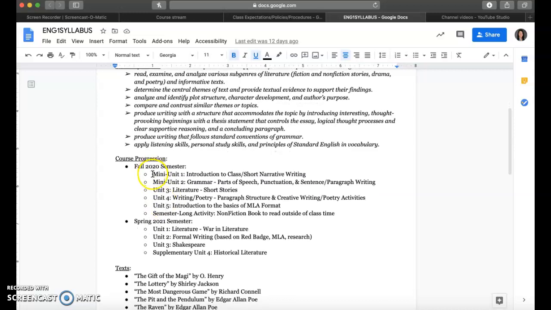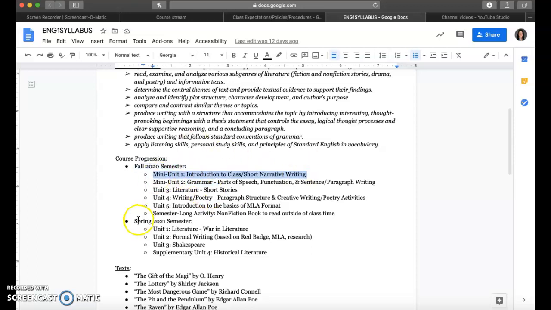Alright, this is what our fall is going to look like. Instead of doing a grammar unit, every Monday is going to be a grammar lesson. So that's kind of how we're going to supplement that. Just because we're going to be a little bit behind schedule this year, but that's just the way the cookie crumbled. So right now we are in our mini unit 1.